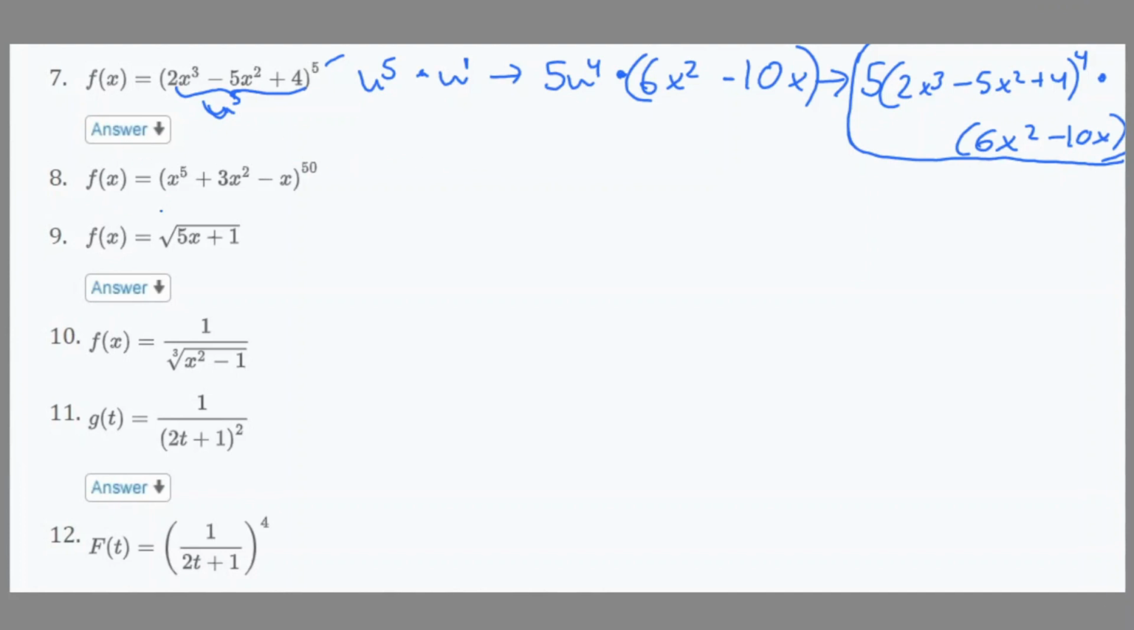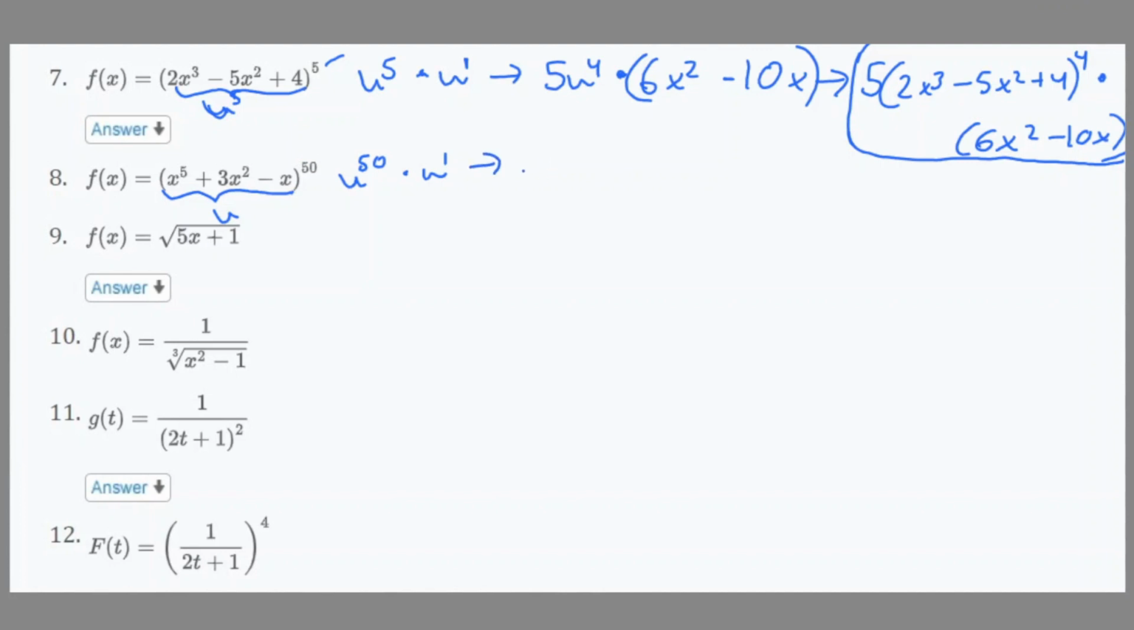For number 8, we have to do something similar, except this one's to the 50th power. See, if we multiplied it out, it really wouldn't be possible in less than a few days to answer this question. But if we make the inside function equal to u, and the exponent of 50 would be the outside function, we would have u to the power of 50 multiplied by u prime.